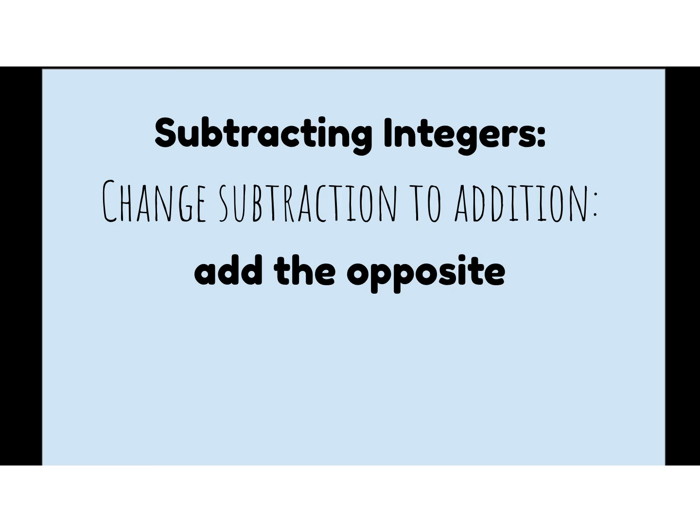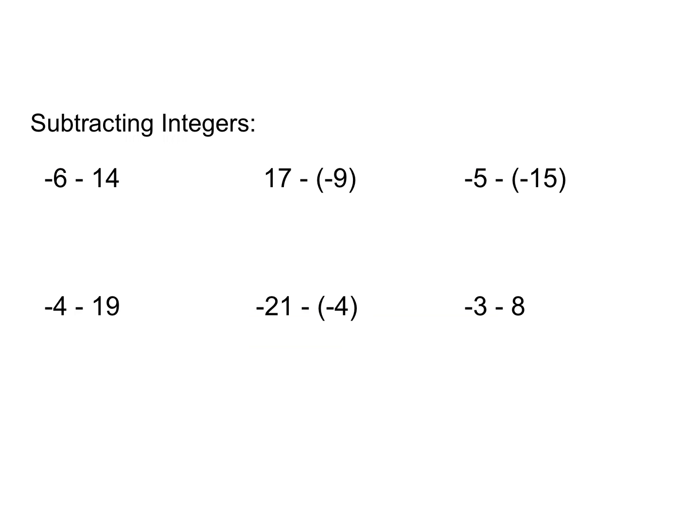Okay, so subtracting integers. The rule we're going to follow here is to change the subtraction to addition by adding the opposite. There's another rule that you could follow, which is keep, change, change. I think that one gets a little bit confusing because if you accidentally say it wrong, you'll do the problem wrong. So we're going to change the problem to an addition problem, and we're going to add the opposite of what's behind it. So let's go ahead and do that.